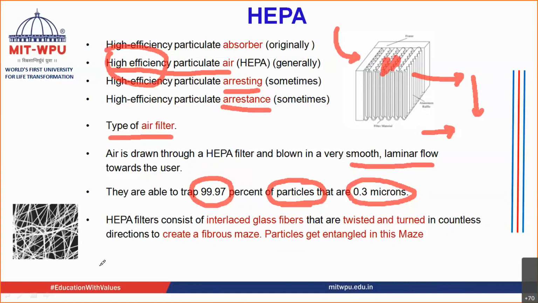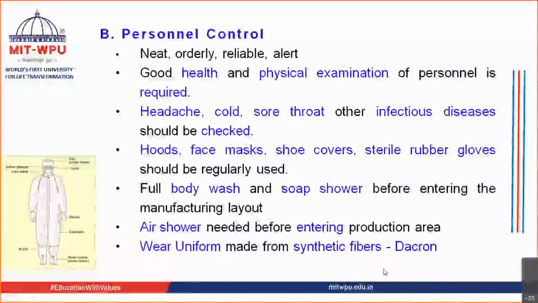And these glass fibers are countless. They are twisted and turned in all directions in order to form a fibrous maze. Inside this fibrous maze, your particles are getting jammed and entangled, and thereby the air that is coming out is free and devoid of any particles.